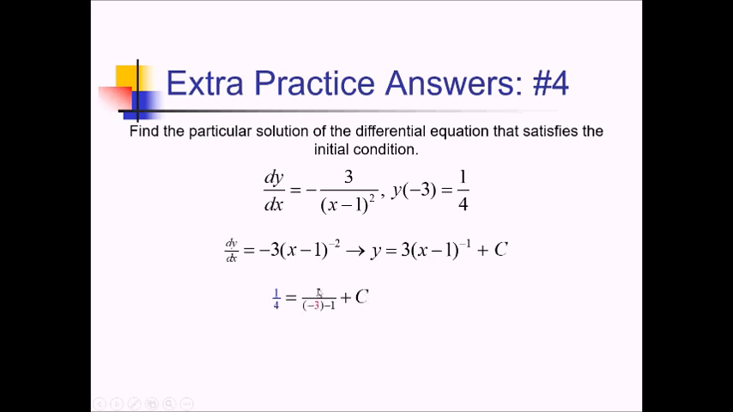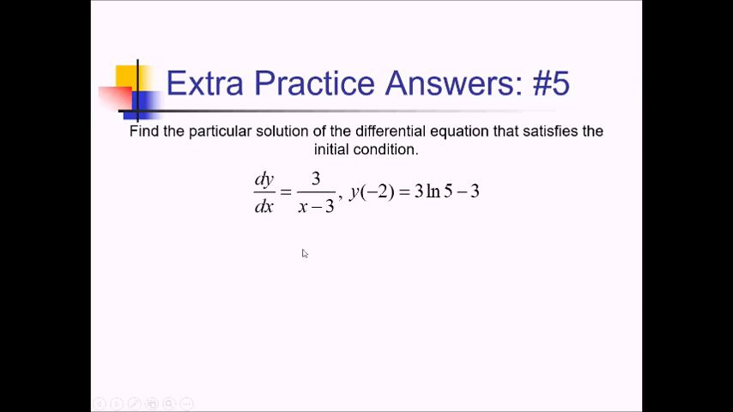So this is going to be really 3 over negative 4. If I add 3/4 over here, that's just going to be 1 for my c value. So that kind of works out nicely. And then just rewriting this again, I can write 3 over x minus 1 plus 1.